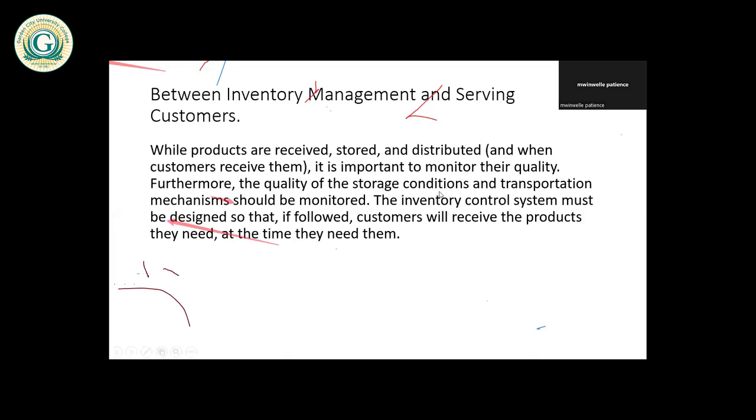So between inventory management and serving customers, while products are received, stored, and distributed, their quality. Furthermore, the quality of the storage conditions and transportation mechanism should be monitored. The inventory control system must be designed so that if followed, customers will receive the product they need at the time they need it.